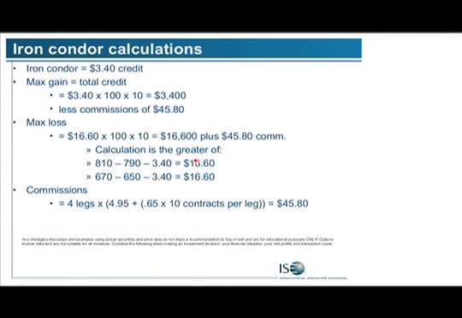So in this case, they're the same, so it doesn't really matter. The potential max risk here is $16.60 per share. Okay, so when you multiply that out for 10 contracts at 100 shares per contract, that comes out to $16,000 plus the commission as well.